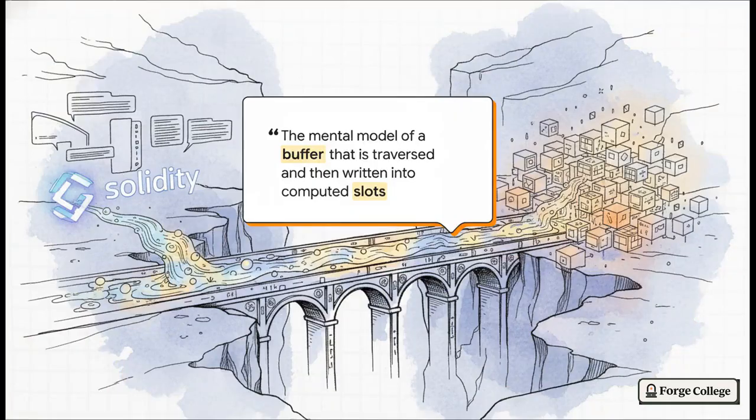I want to leave you all with this powerful thought. The mental model of a buffer traversed and written into computed slots is the bridge between high-level solidity semantics and low-level EVM execution. Once you truly visualize that bridge in your head, writing hyper-efficient smart contracts really does become second nature. But this begs a pretty fascinating question. If writing from memory to storage is so incredibly complex and expensive, what kind of bleeding-edge patterns are developers out there creating to bypass persistent storage entirely? Ponder that one until next time.